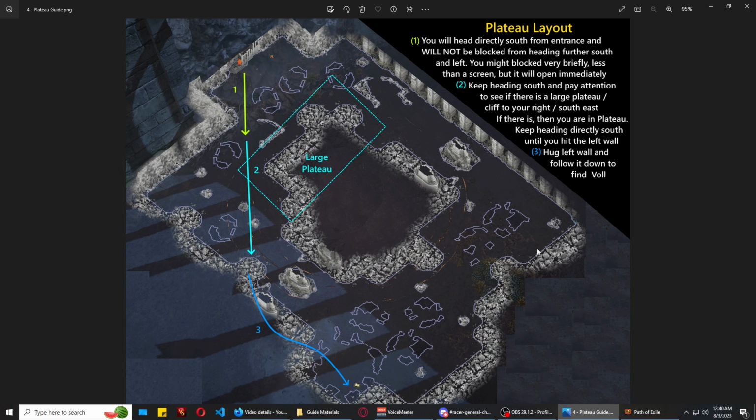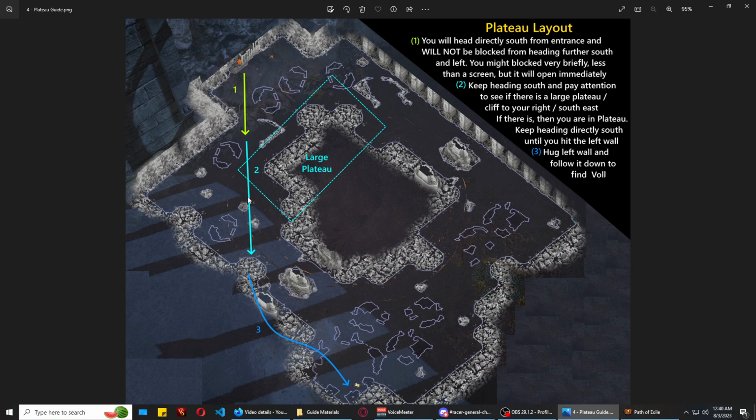Next, we have the layouts where you are not blocked from going left or west within 2 to 3 screens of the entrance, and there are 3 layouts that do this. So instead, once we head directly south from the entrance, we'll be able to go down probably a minimum of 5 screens before we hit the left border of the map. You'll always be able to hit the left border of the map if you don't get quickly blocked to the left or west within 2 to 3 screens of the entrance.